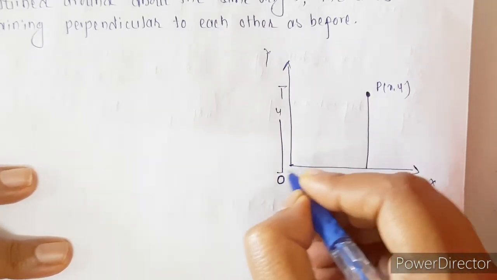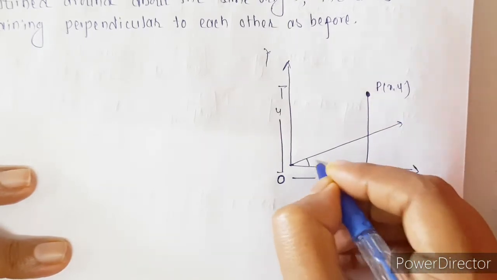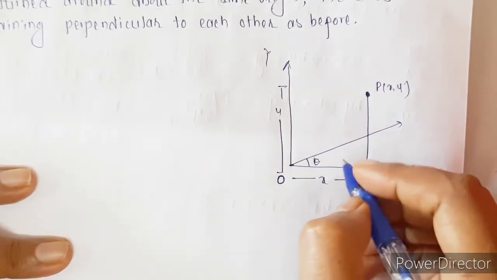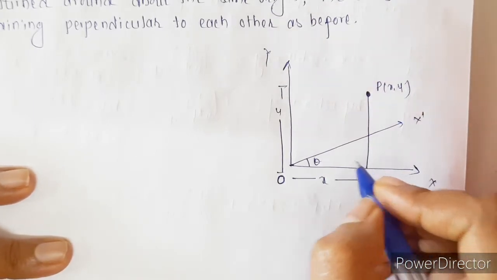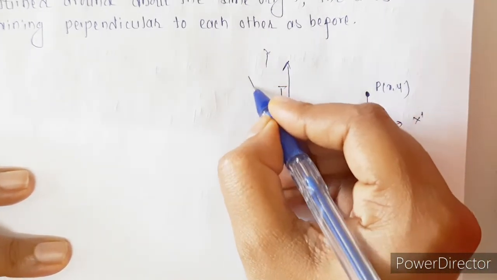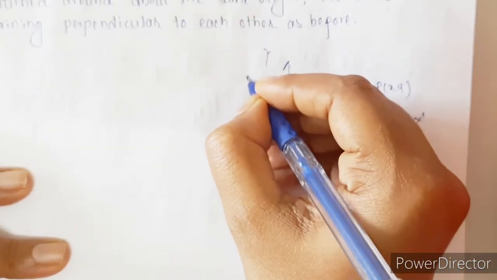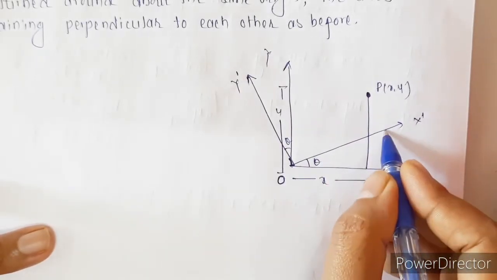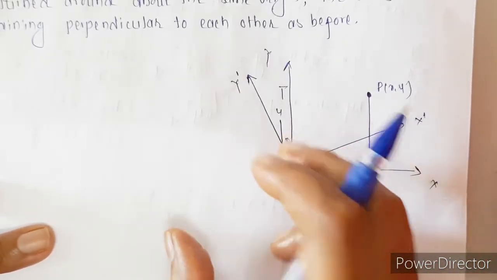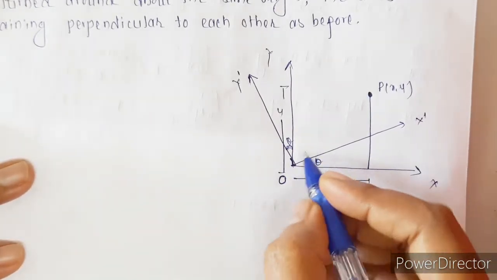So we are rotating the x-axis by, suppose, angle theta. If I am rotating the x-axis by angle theta, let me name it as x dash, then the y-axis will also get rotated by the same angle, because they are going to remain perpendicular to each other. So if x is getting rotated by theta, y will also get rotated by angle theta.